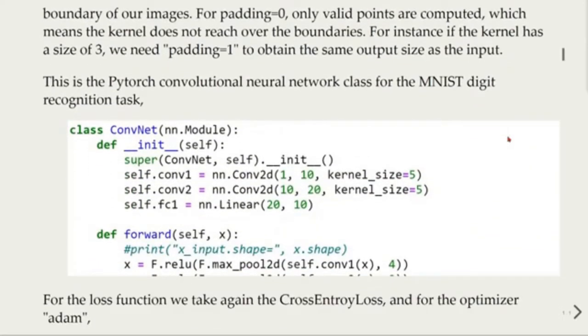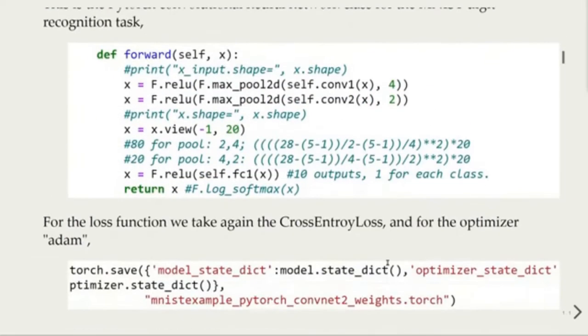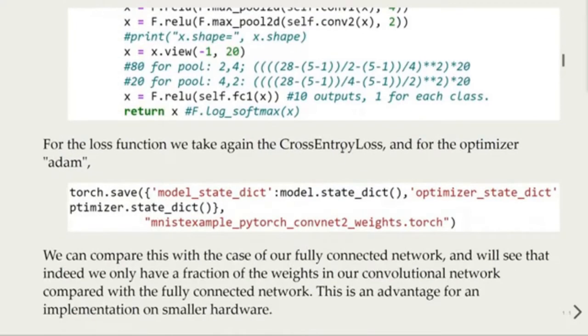Here we implemented a convolutional neural network in PyTorch for the MNIST digit recognition task. We see here we have two 2D convolutional layers, and then we have a fully connected layer at the end. For the loss function, we again will take the cross entropy loss, and for the optimizer we use Adam.